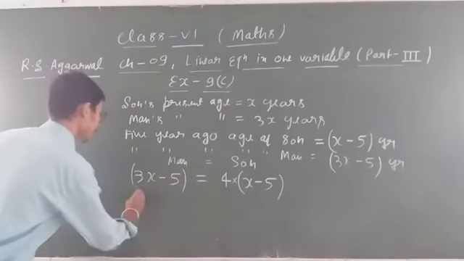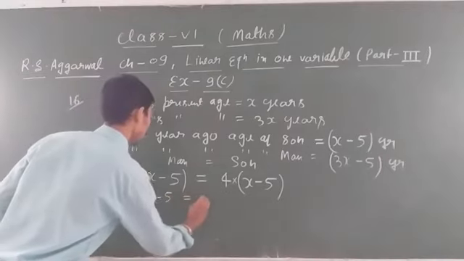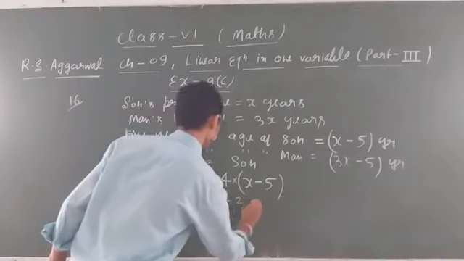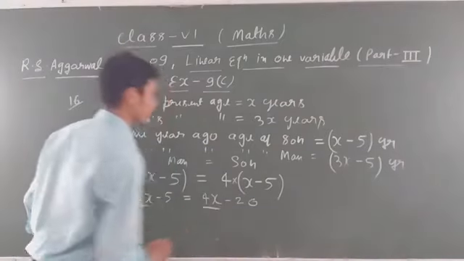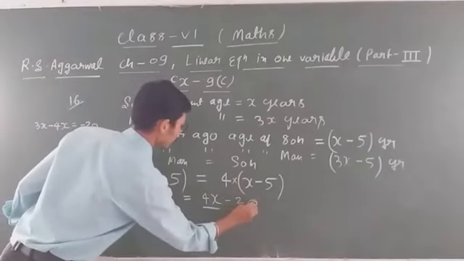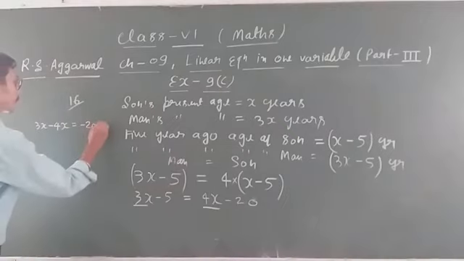This will come 3x minus 5 equal to 4x. 4 into x, 4x. 4 into minus 5, minus 20. Clear? Now this 3x and this 4x belong to the same family. Here I am writing 3x minus 4x. Clear? Equal to minus 20. And this minus 5 goes to that side, becomes plus 5.